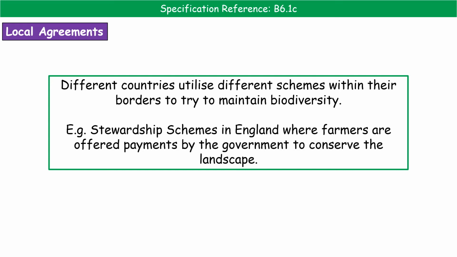We can have schemes that are more local. So rather than worrying about the international side, we can focus on our local area as well. We can even do things like pay farmers a certain amount of money so that rather than growing crops in a field, they'll let it just be natural, so that allows obviously a range of different species to live in that area for that time frame.